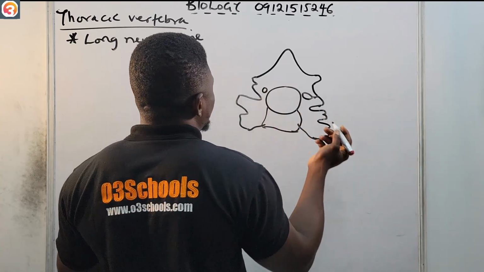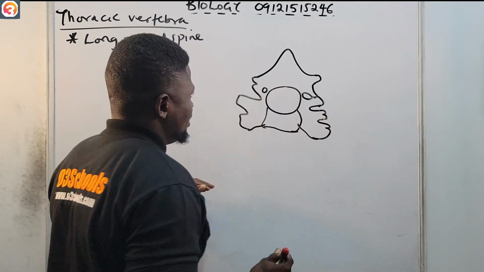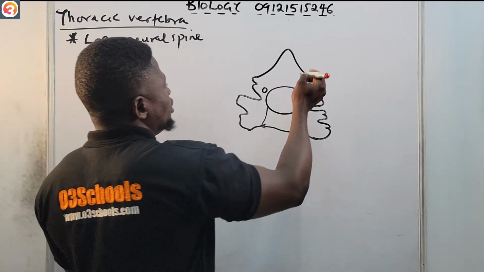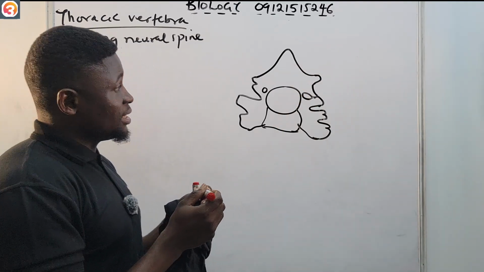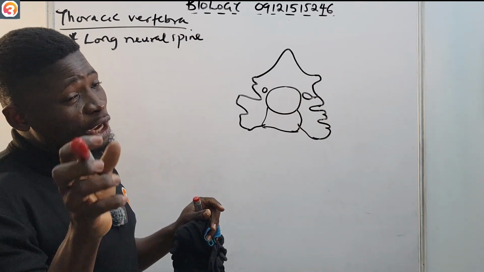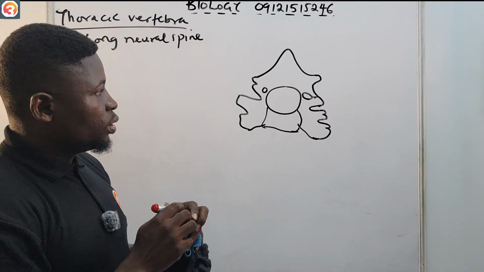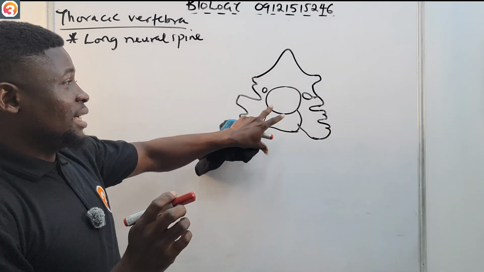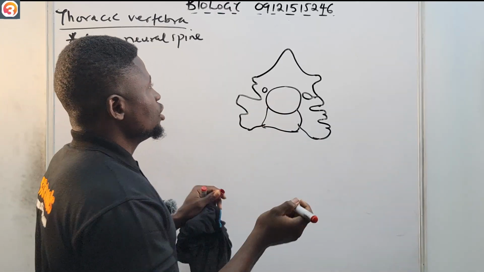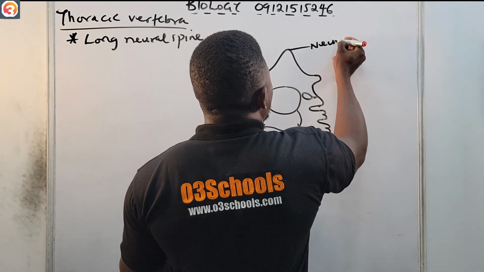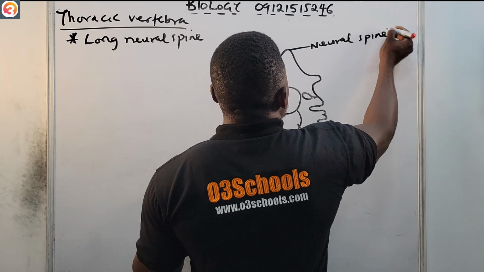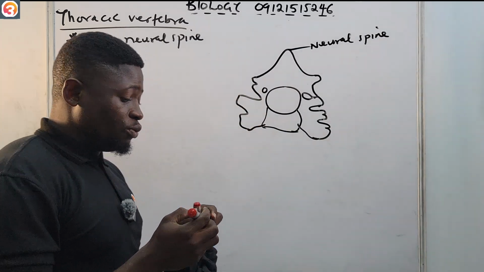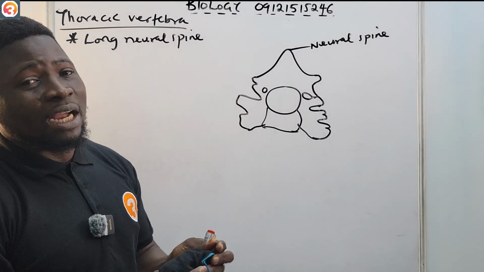Then here we'll have our vertebral column. So this is our neural spine. This is how it looks. This is how your own looks, it's not my own, because this is just a rough sketch of how the cervical vertebra looks. Now here is your neural spine, just for you to know the locations of each part.